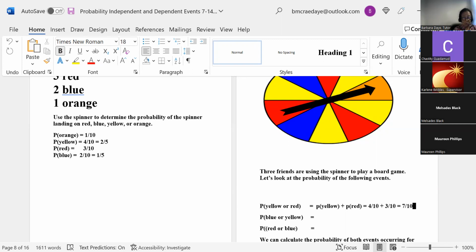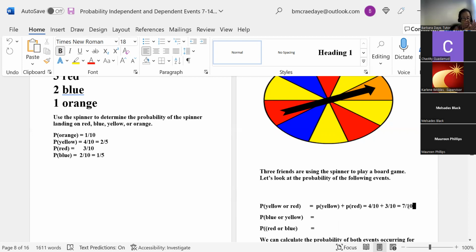That's the addition rule. To get one color or the other, you get the simple probability of each event, and then you add them. So yellow is the number of yellow, 4, over total, 10. Number of red, 3 over 10, add them together. So the probability of getting a yellow or red is 7 over 10.